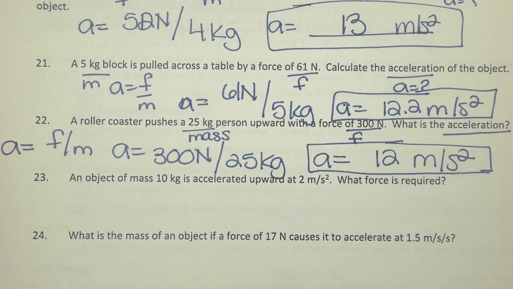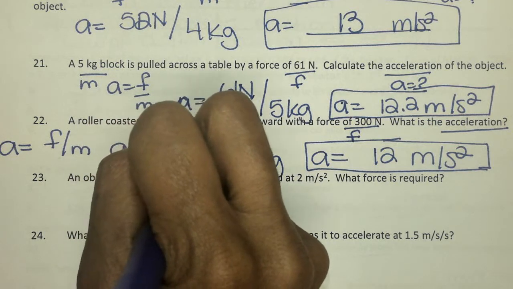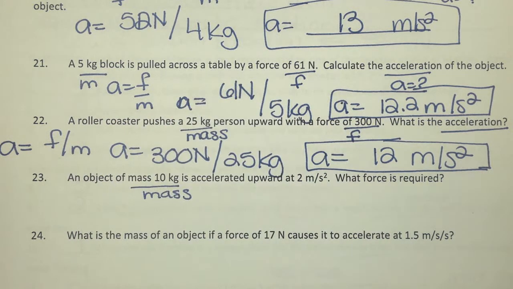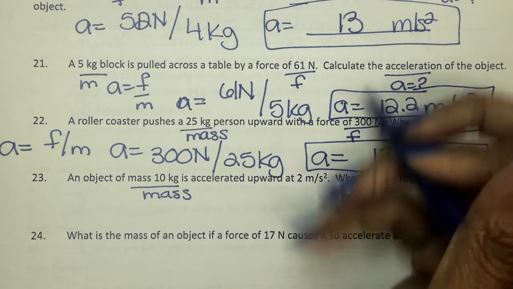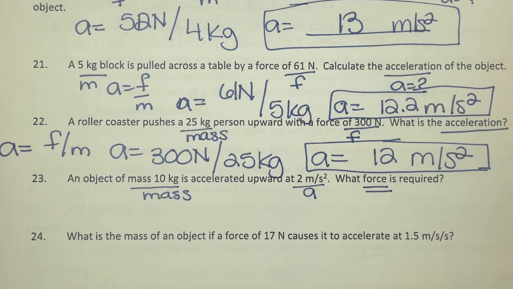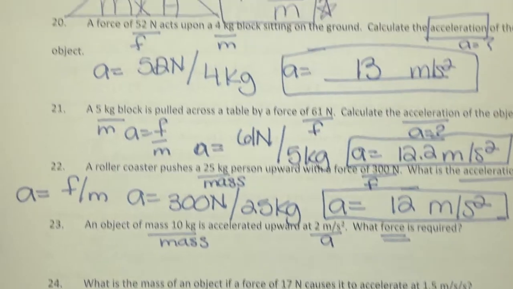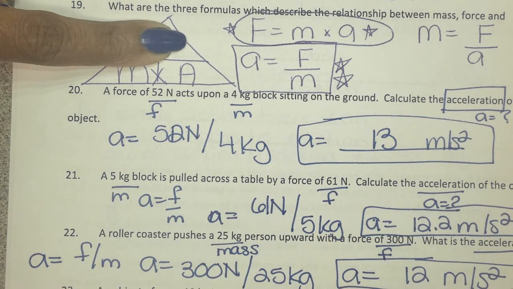All right, number 23, it says an object with a mass of 10 kilograms is accelerated upward at 2 meters per second square. That's your acceleration. What is the force? All right, so it's asking me to find force. So if I cover up my force, force is mass times acceleration.